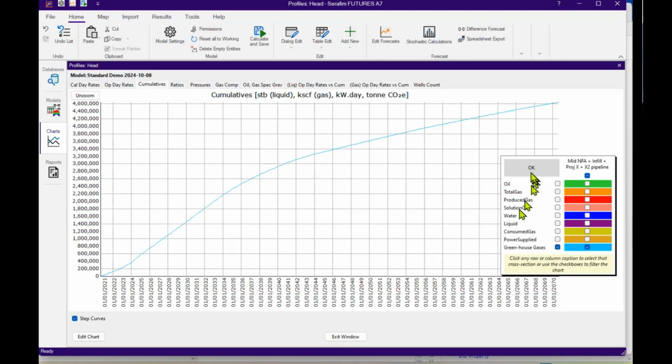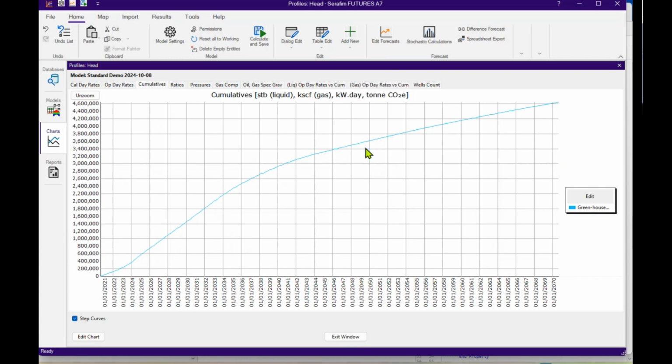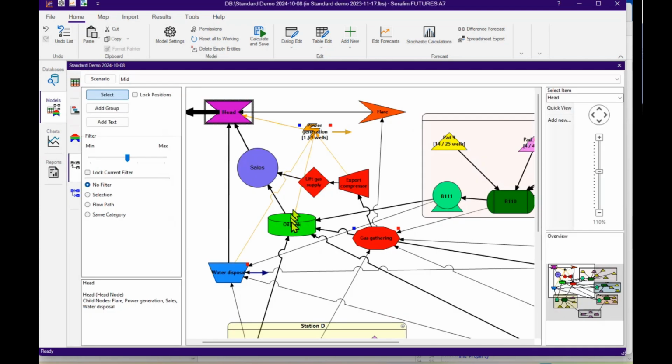It should be noted that similar to power requirements and fuel gas consumption, the greenhouse gas emissions are included in the standard plots, and they're also included in the standard export to Excel and so on.